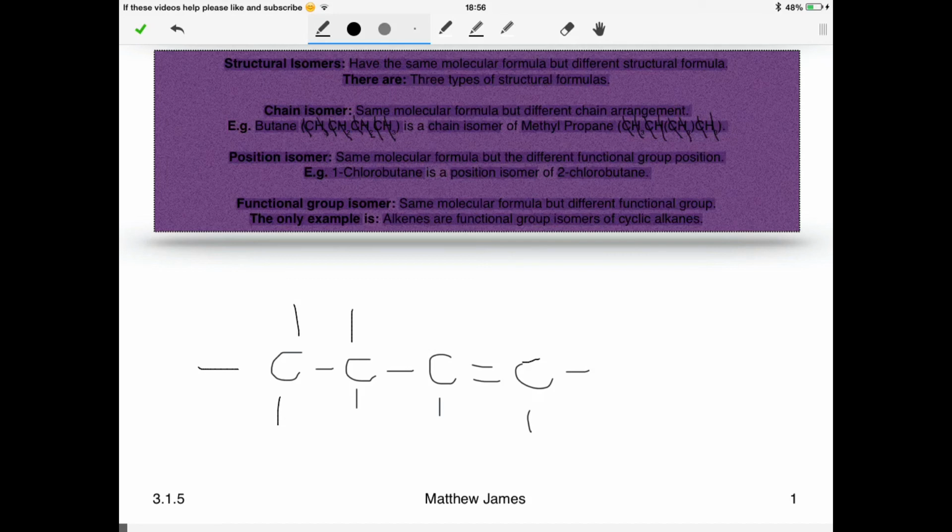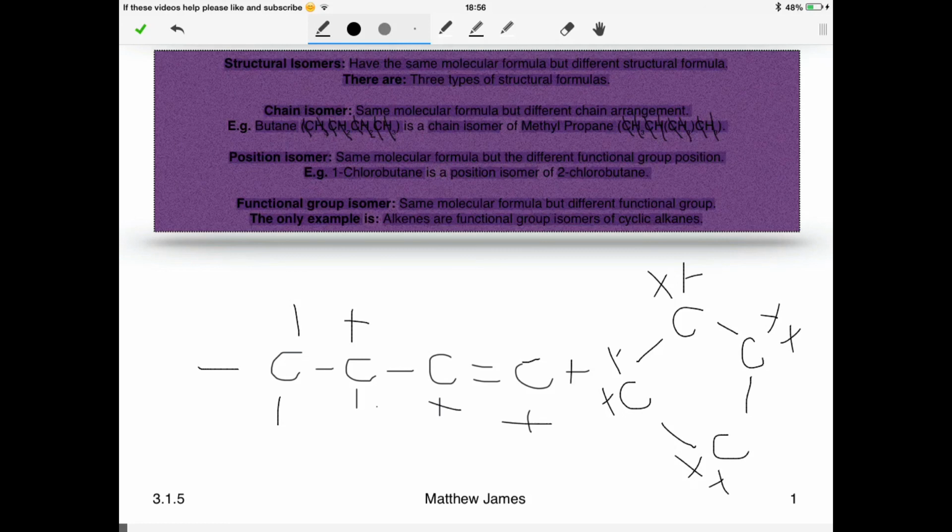As you can see, we'll have hydrogens 1, 2, 4, 6, 8 there. 1, 2, 3, 4, 5, 6, 7, 8, and we've got the 4 carbons and the 4 carbons. So as you can see, they've got the same molecular formula, but they have different functional groups. Because here there's a double bond, here there is no double bond.